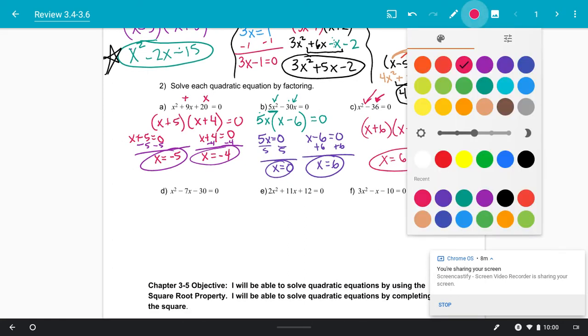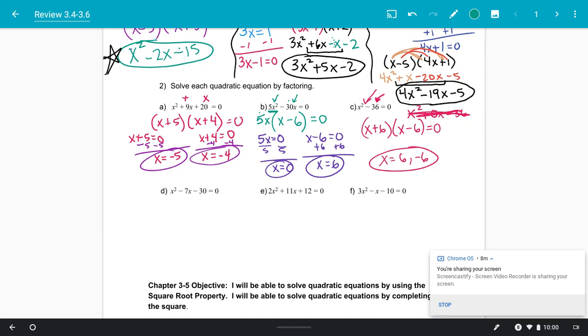All right, part D. Again, I see 3 terms, coefficient of 1 right here. So I'm going to try to see if I can figure out 2 numbers that multiply to a negative and add to a negative. Now, when it multiplies to a negative, that means one of them is positive and one of them is negative. So they're going to be opposite signs. If they multiply to a negative, it means they're opposite. Also, if they add to a negative, that means the negative number is bigger.